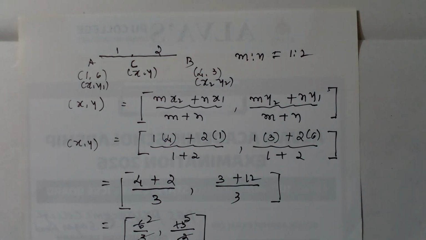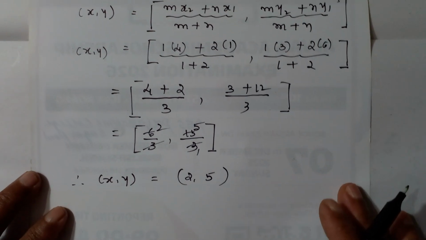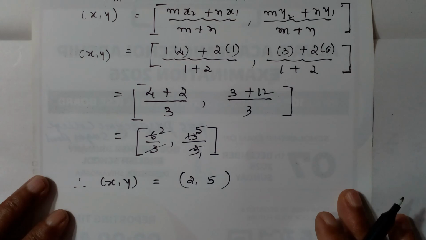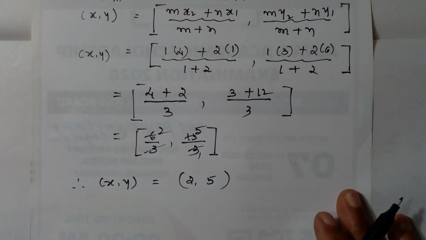In this way you can find the coordinate of C. So the coordinate of C is (2, 5). So it is a very interesting problem. I think everybody understood how to solve that question. After this, I want to move to the next question.